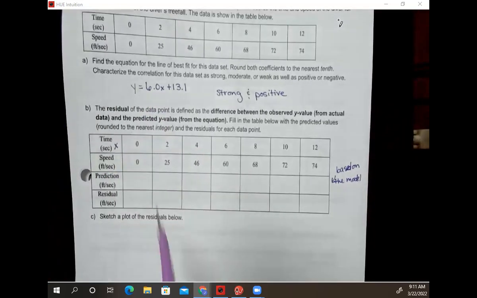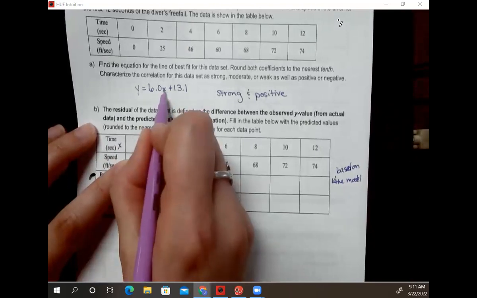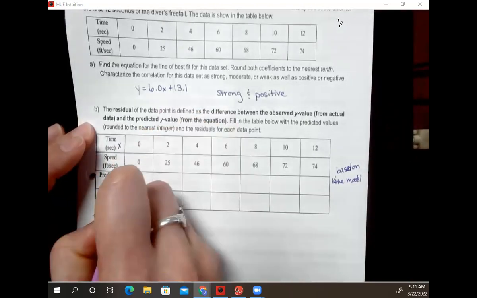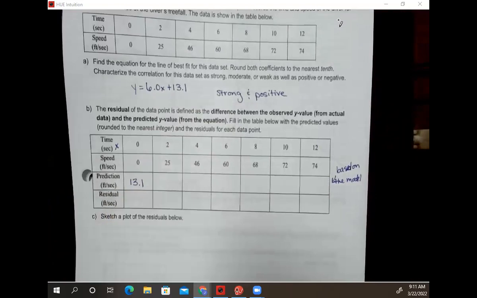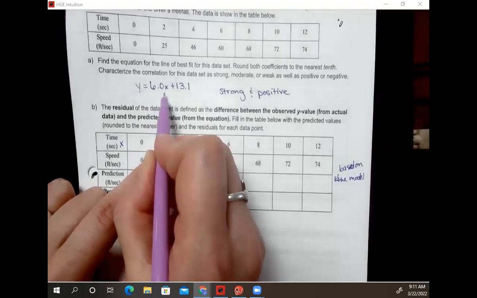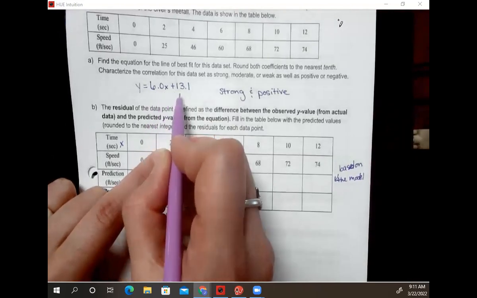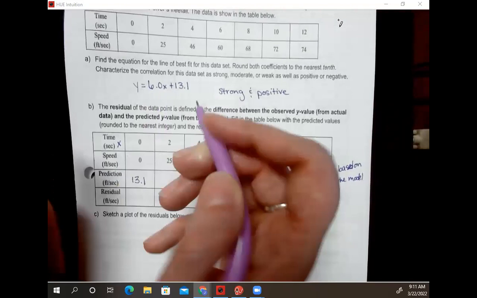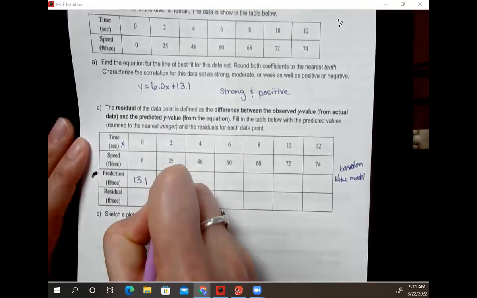So if I were to plug in 0 for x, I would get 13.1. Does that make sense? Okay. If I were to plug in 2 for x, I would have 6 times 2, that's 12, plus 13.1 would give me 25.1.